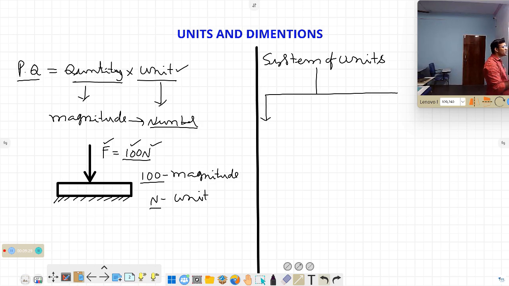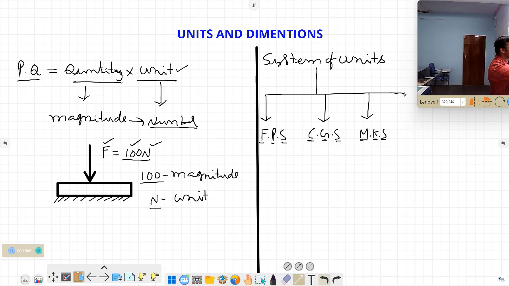In the olden days we used one system called the FPS system, where F means foot, P means pound, S means second. The second one is the CGS system: C means centimeter, G means gram, S means second. Another system is the MKS system: M means meter, K means kg, S means second.